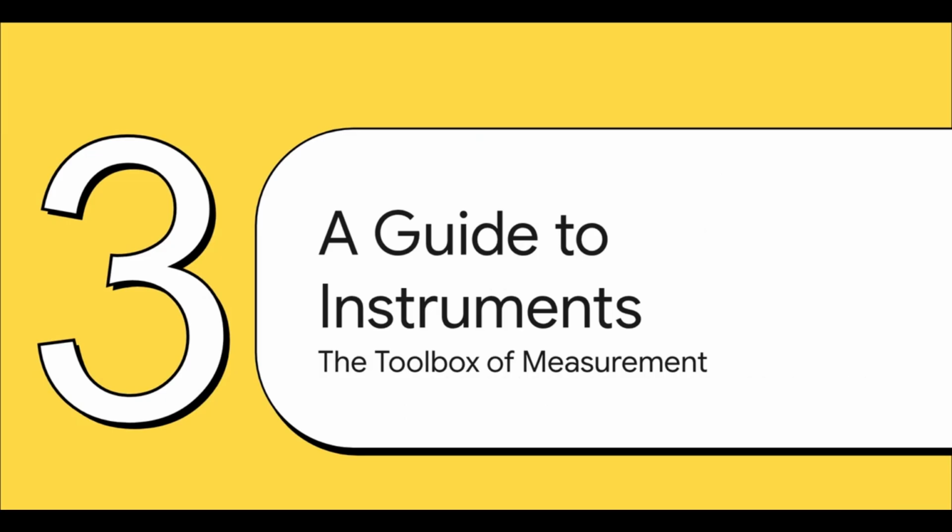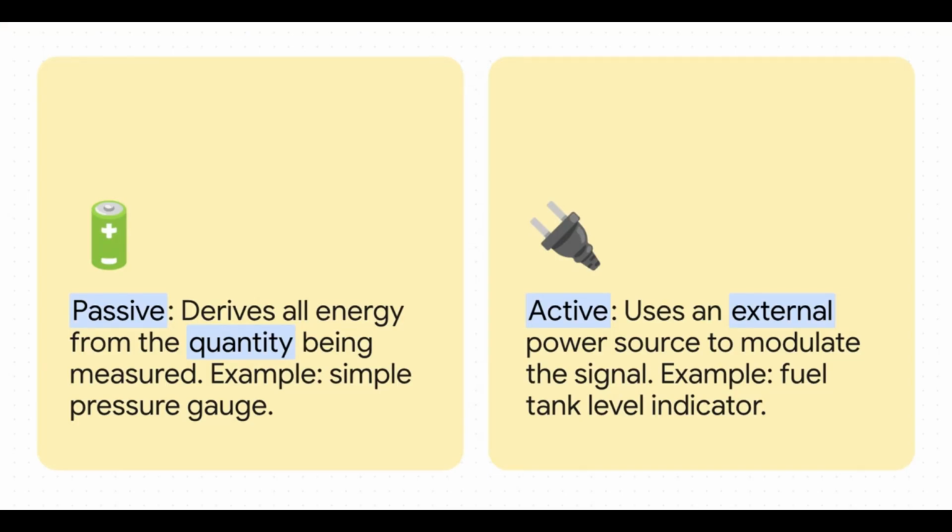Okay, so we know we have to make choices. So what are the options? Let's open up the toolbox and check out the main categories of instruments we have to work with. The first big difference is active versus passive. A passive instrument is basically self-powered. Think about an old mercury thermometer. The heat it's measuring is the only energy it needs to make the mercury rise. Simple.